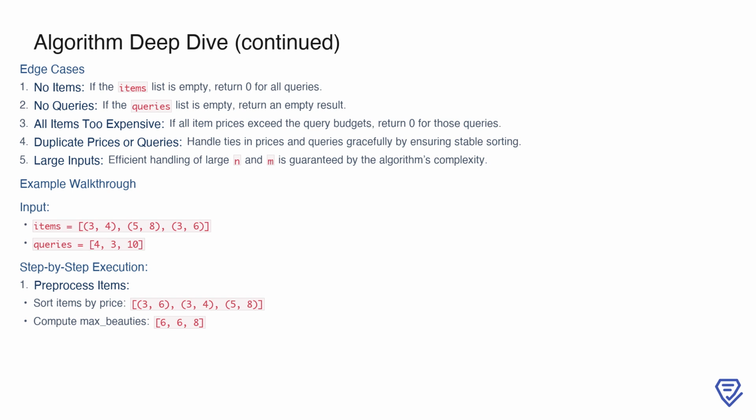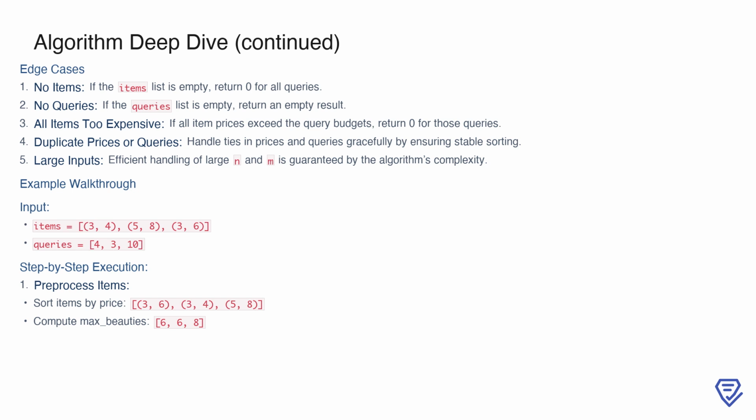Additionally, we must handle duplicate prices or queries gracefully. Using stable sorting ensures that the relative order of items or queries with the same key remains consistent. Lastly, for large inputs, the algorithm's efficiency becomes critical. The use of sorting and the two-pointer technique ensures that we can handle large values of n and m efficiently. Let's look at an example to solidify these concepts.